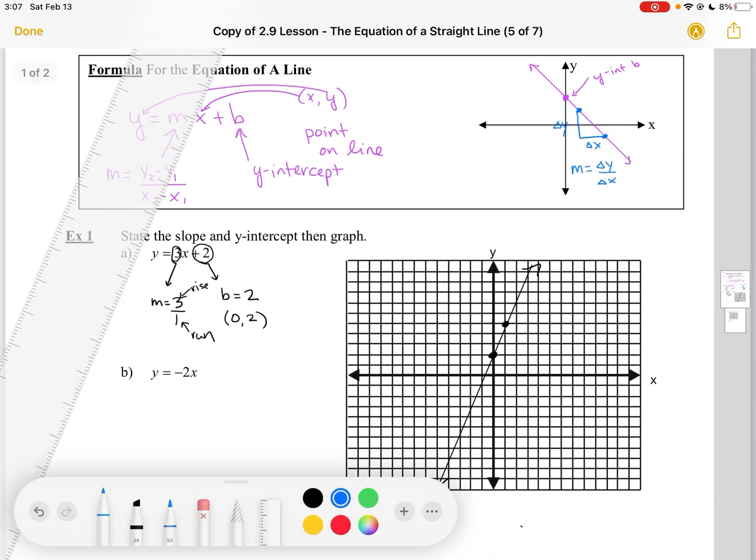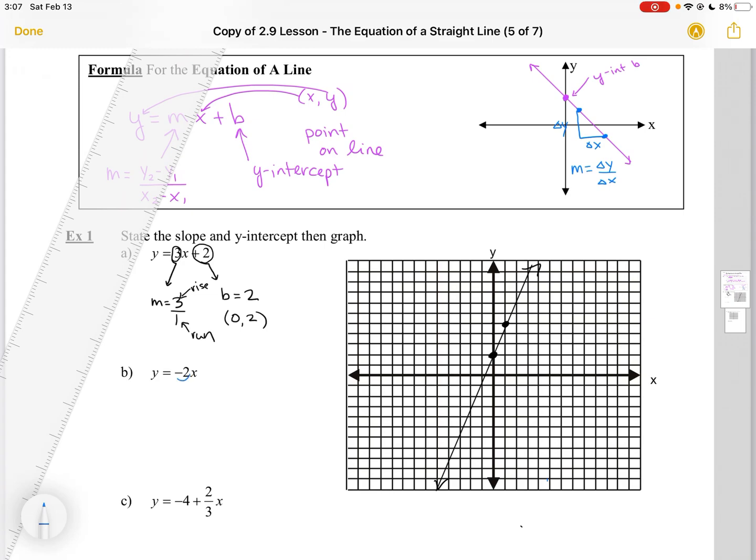Okay, let's take a look at the second example. So now I have a number in front of the x. It's negative, and it's a whole number, so I can think of that as minus 2 over 1. But now I don't have anything at the end. If I don't have anything, that just means I'm adding 0. So my y-intercept must be 0, which is the point, 0, 0. So I can put that on the graph and use my slope to go to the next point. So down 2 over 1.